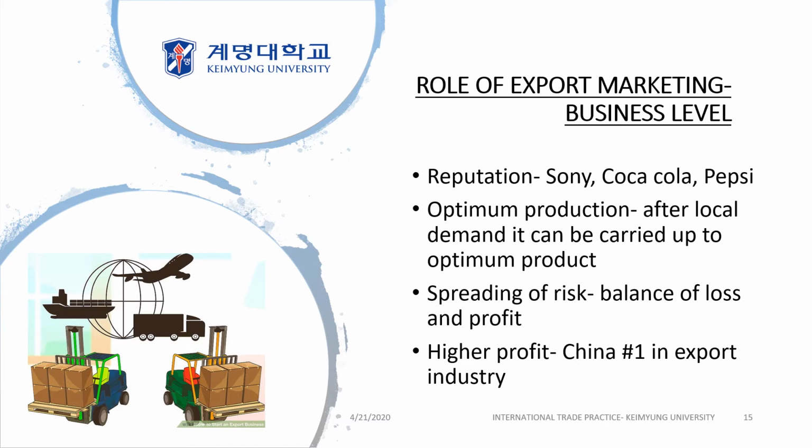And secondly, it could contribute to optimum production. After local demand, it can be carried up to optimum production. It is not only known in the local market, but once it becomes popular in the international market, there will be an increase of production. Okay? And next is spreading of risk. Okay? It means that there will be a balance of loss and profit.